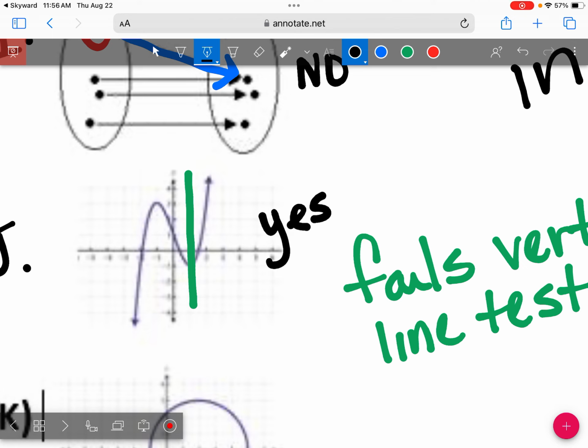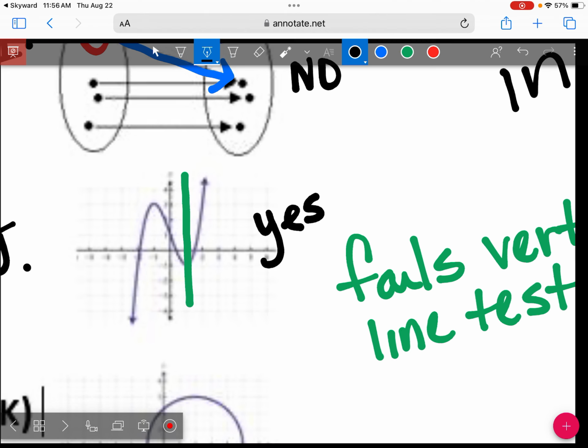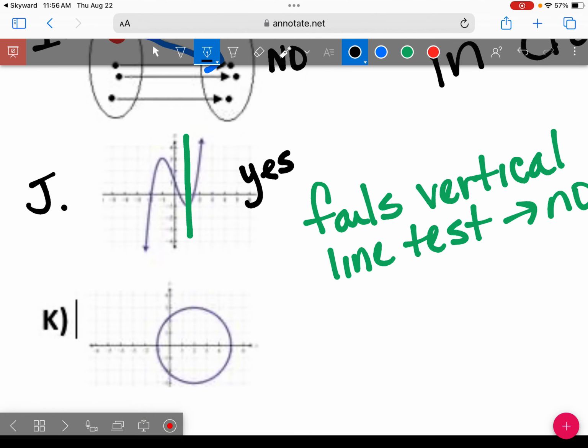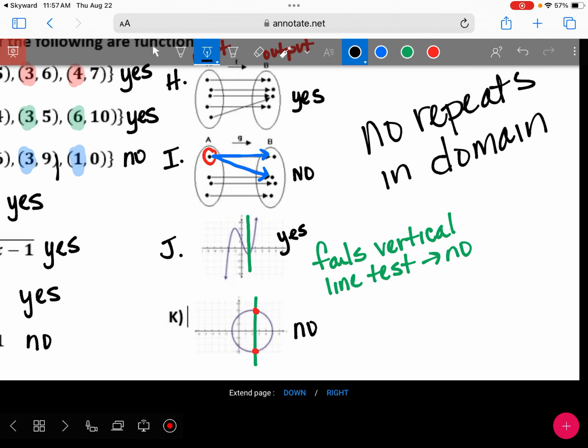It wouldn't be one-to-one, you're correct, because it has to pass a horizontal line test to be one-to-one. I don't think we talk about that though. I don't remember. But yes. For a function, this would be a yes. But for a circle, this is a no, because that vertical line crosses through twice. That means it failed the test. So that would be a no.